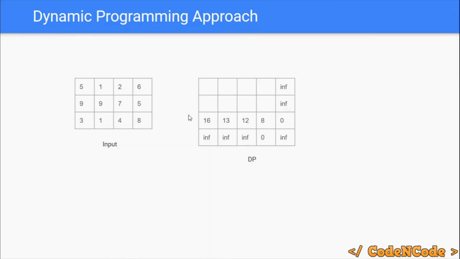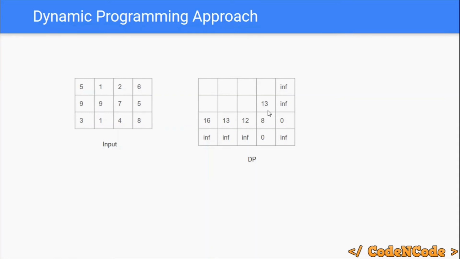Now we'll move on to the n minus 1th row and fill it again, starting from the mth column to the first column. We will start from here. You see, for this cell there is no way to go right. That is why we have filled it with infinity. So the minimum of infinity and 8 is 8. So the cost would be 8 plus 5, which is the cost of the cell itself, 13. Similarly, we will fill the rest of the cells.